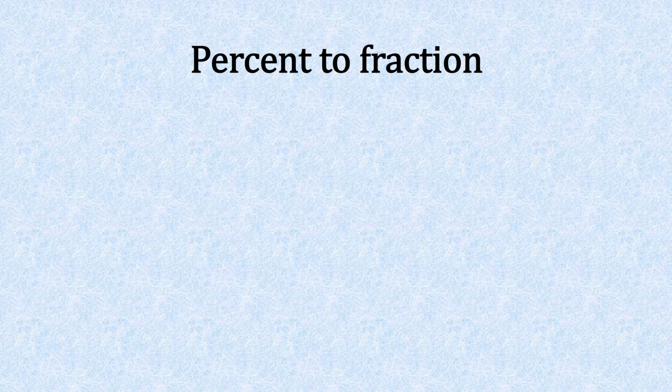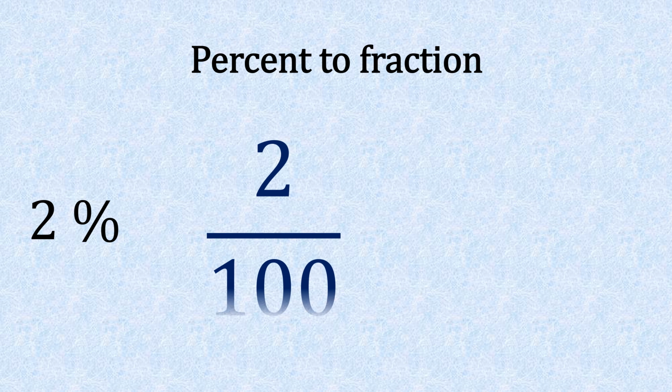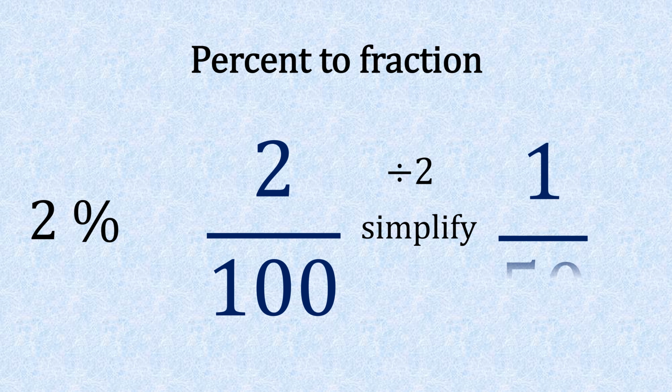So you might get given 2%, same system again, 2 on the top, 100 on the bottom. Now obviously we're going to use 2 to simplify, so 2 into itself goes 1, and 2 into 100 we know goes 50 times, so the answer is 1/50.